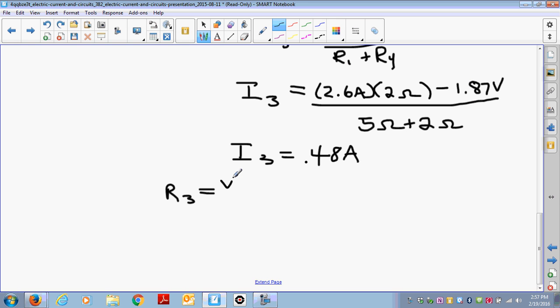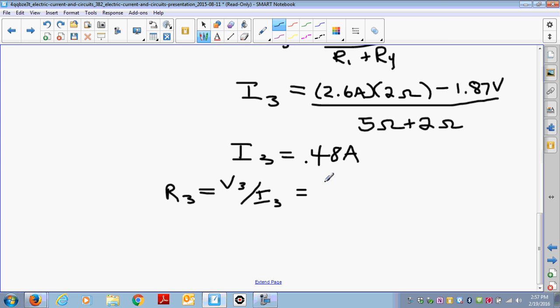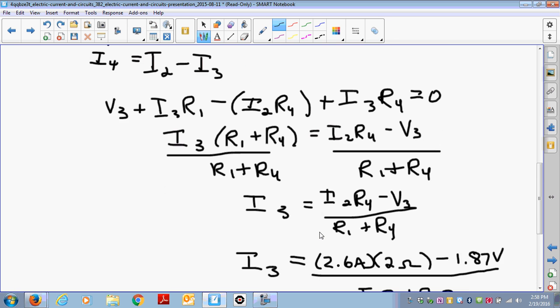Now we can solve for R3. R3 is equal to V3 divided by I3. V3 is going to be the 1.87 volts divided by the 0.48 amps. And that gives us 3.9 ohms, or 4 ohms if you want to round up. Okay, so that's basically it.